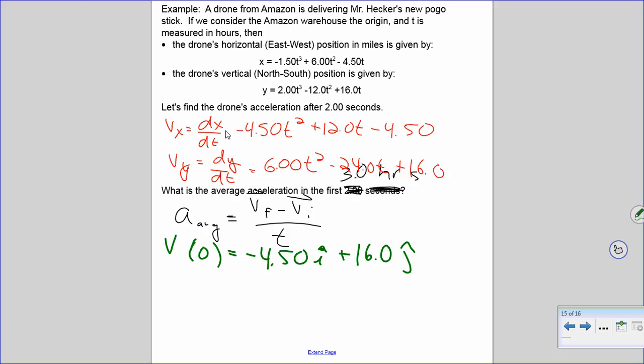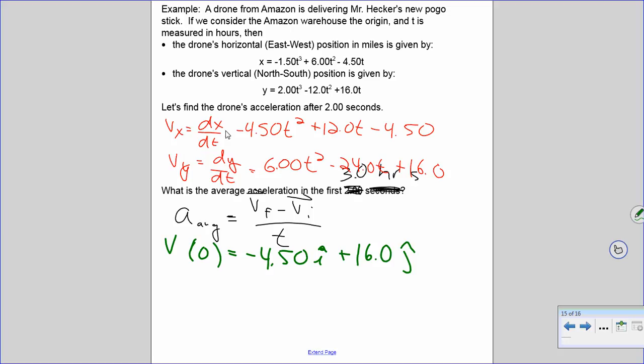How come it's plus? Because it's plus 16. So if your t is 0... Is everybody good? So all I did there is I put in a time of 0, and I found my velocity at a time of 0. That's going to serve as my initial velocity. Good? All right, now let's find our final velocity.